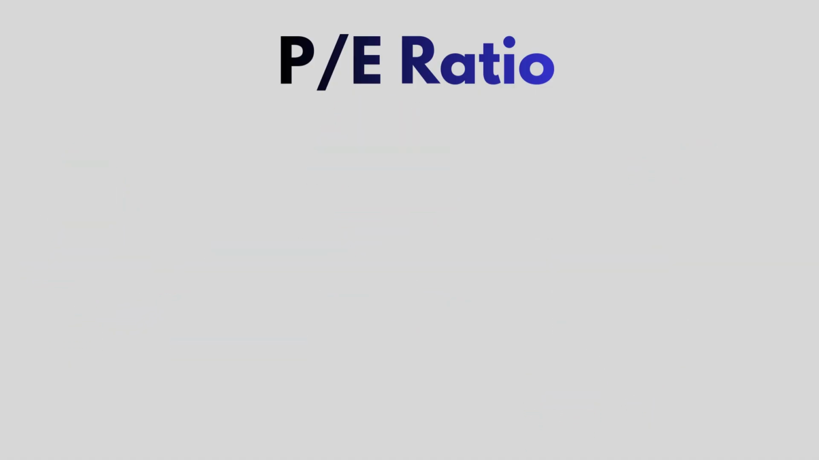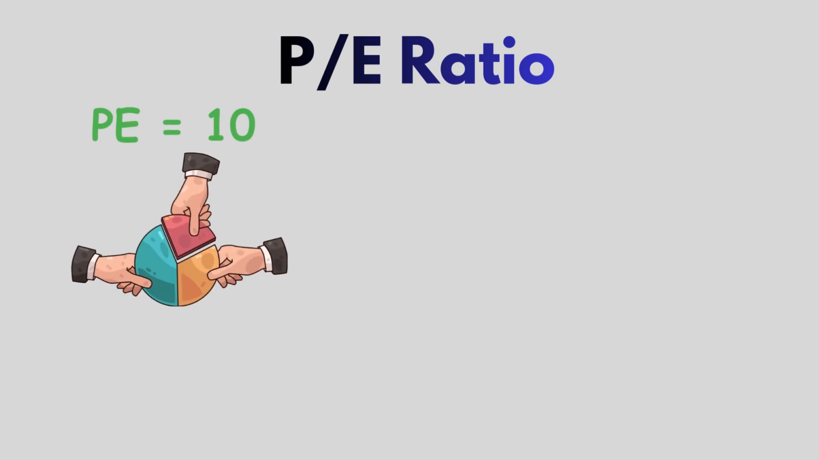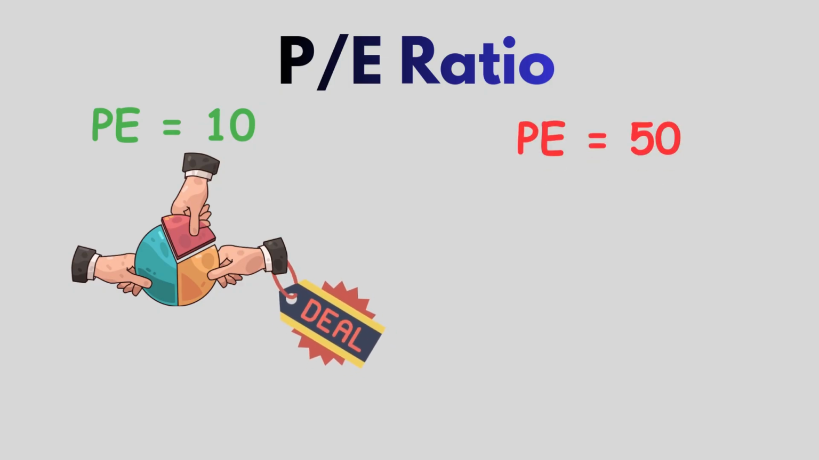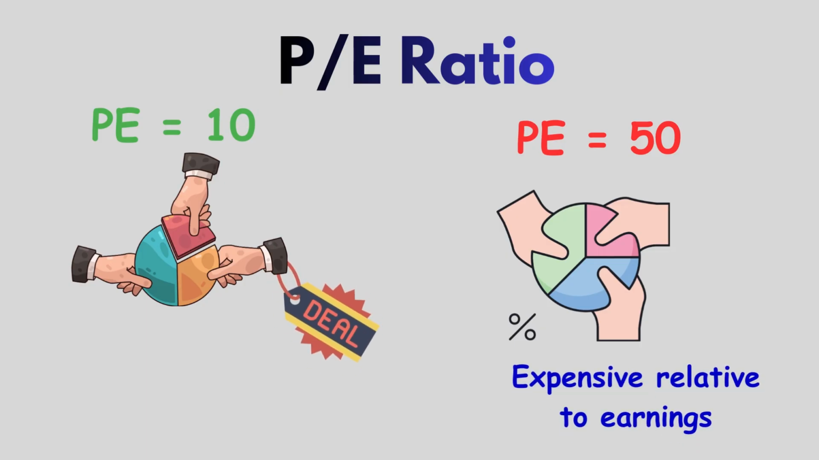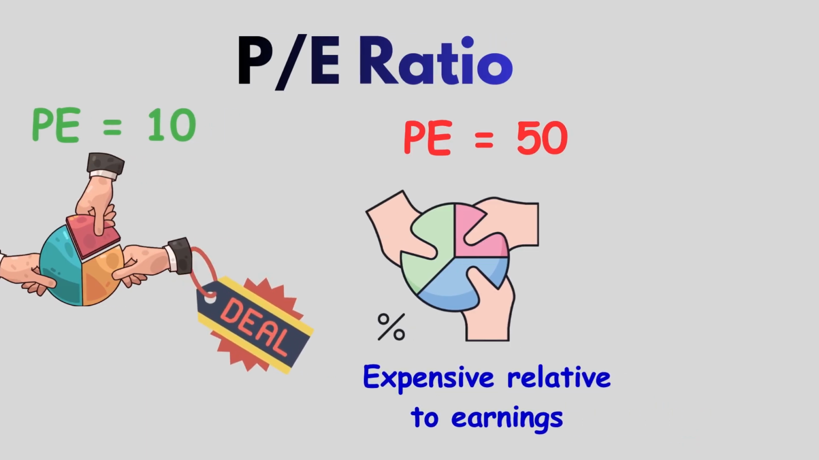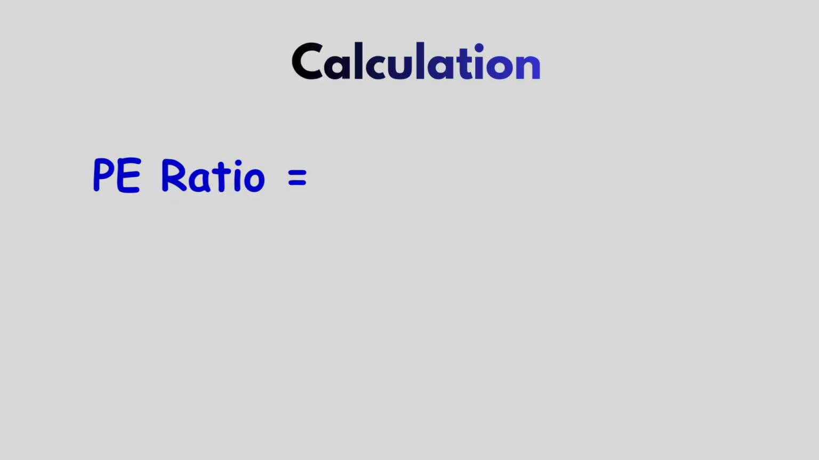Generally speaking, a stock with a lower P/E ratio, around 10 for example, may suggest the stock is inexpensive. On the other hand, a P/E ratio of 50 or higher can indicate that the stock is priced expensively relative to its earnings. Let's walk through how the P/E ratio is calculated.